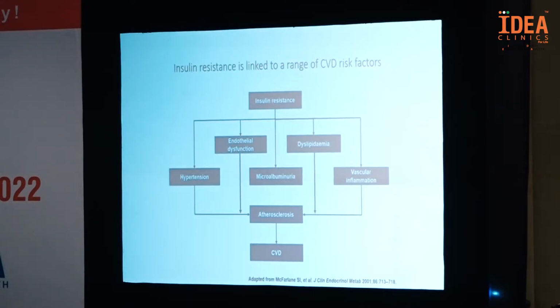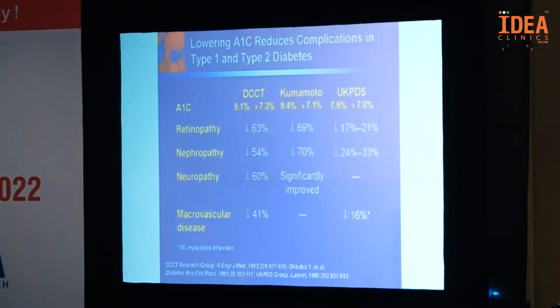So insulin resistance is the central mechanism for the vascular complications, leading to endothelial dysfunction, decreased vascular reactivity and increased vascular inflammation, thereby progressing the atherosclerosis. So what is the benefit of lowering blood glucose?